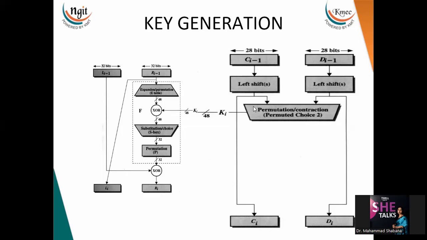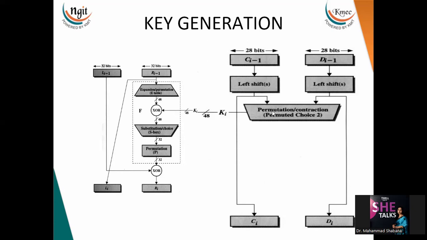The input is split into two halves after the initial key permutation. Each half is 28 bits. These halves are updated iteratively for each of the 16 rounds. Both undergo a left circular shift by 1 or 2 positions depending on the round number. This operation ensures the key changes in every round.